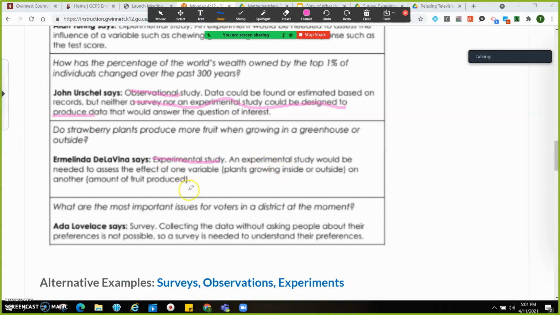And you're trying to see the influence, to assess the effect of one variable, right? And then, what are the most important issues for voters in a district at the moment? That would be a survey. You would collect data, because without asking people about their preferences, it's not possible, so a survey is needed to understand their preferences. Okay?